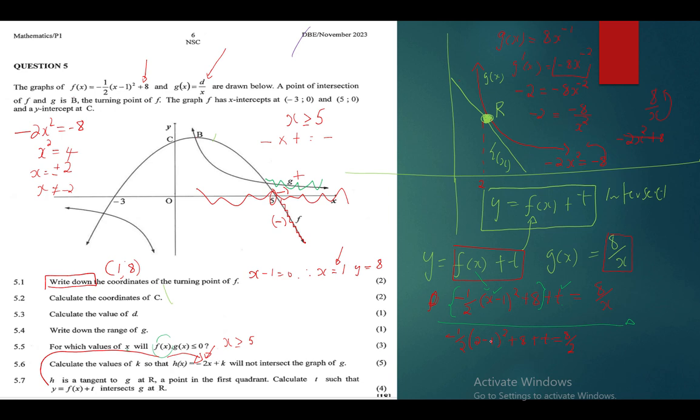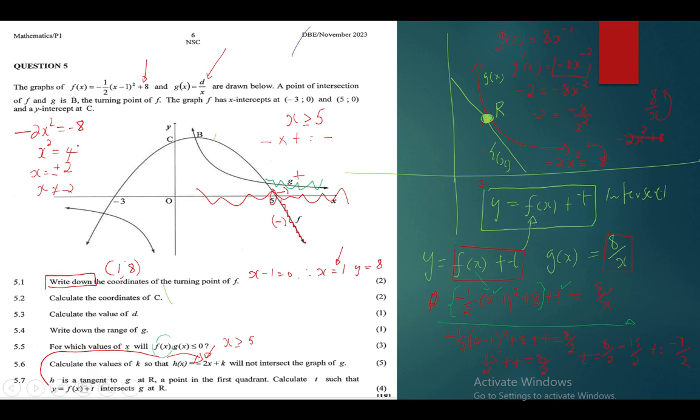2 minus 1 is 1. 1 squared is 1. Minus a half plus 8, you press that on a calculator. I think it's 15 over 2. So 15 over 2 plus t equals 8 over 2. You make t the subject of the formula. t equals 8 over 2 minus 15 over 2. t equals minus 7 over 2. So t is minus 3,5.